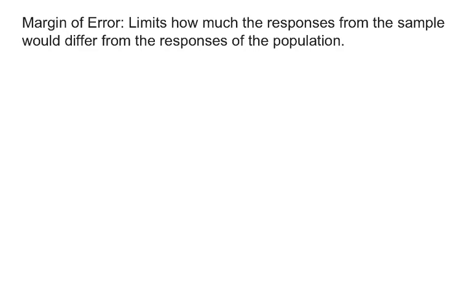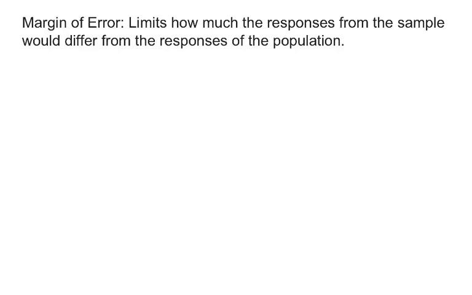Now, let's say that we do get a nice random sample, and it's unbiased, and we create this survey that's really nice and everything, and we got some well-represented data that represents the entire population really well. No matter what, there's still going to be what we'll call margin of error, which limits how much the responses of the sample are going to differ from that of the population.